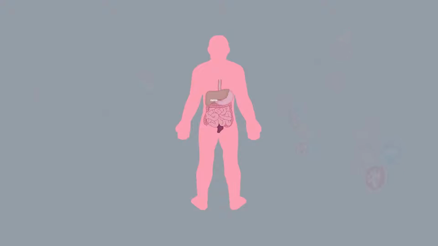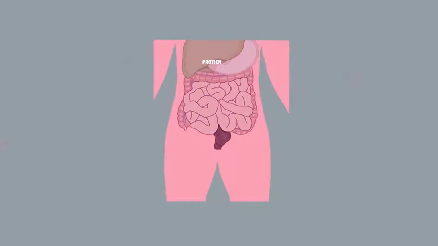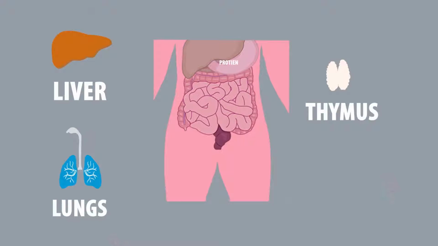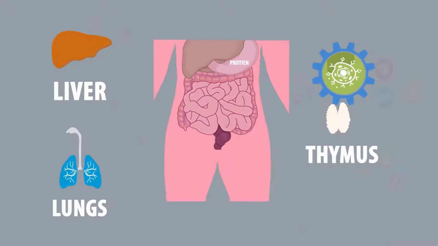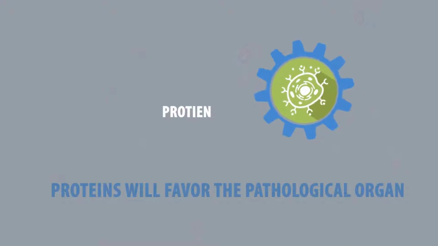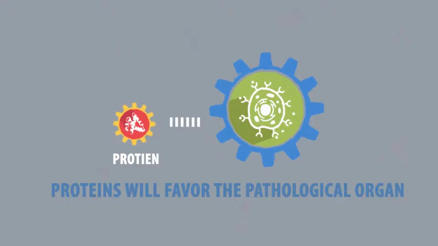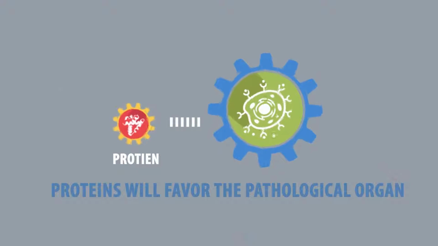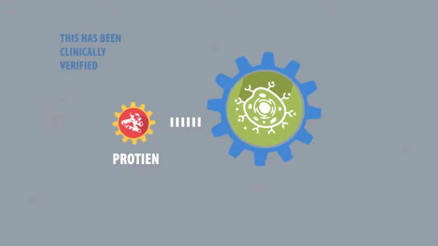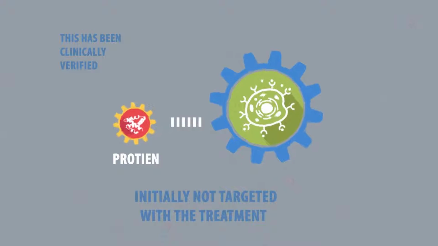For example, we can take a protein produced in the pancreas and apply it in treatments for the digestive system, liver, lungs, and thymus, because all these organs came from the same germ layer and will have the same receptors for this protein molecule. Results show that these proteins will favor the pathological organ and at the same time also favor other organs affected. This has been clinically verified, as some patients have improved from other diseases initially not targeted with the treatment.